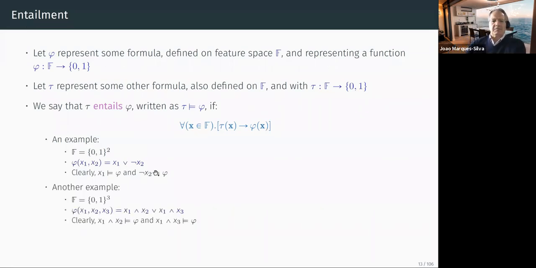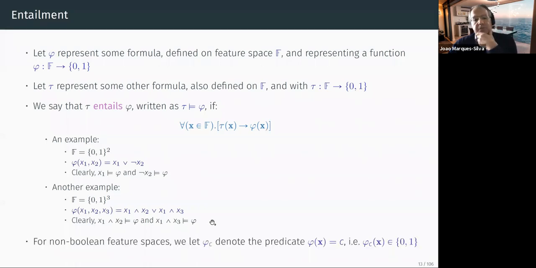I should have another example, slightly more complicated. Now three dimensions, x1, x2, x3. I have (x1 and x2) or (x1 and x3). And as long as x1 and x2 is true, then the function for sure is going to be true. So we can say that x1 and x2 entails the function.